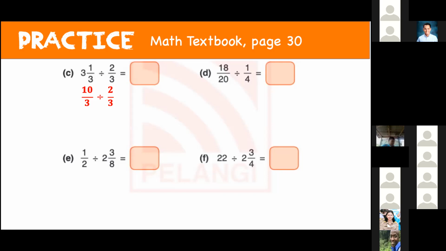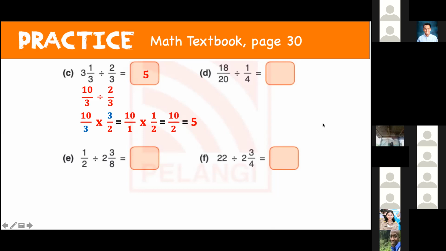Okay, when you answer, it will be like this. 3 and 3, we cancel. So 10 times 1 is 10. 1 times 2 is 2. 10 over 2, or 10 divided by 2, is equal to 5. So letter C, the correct answer is 5.